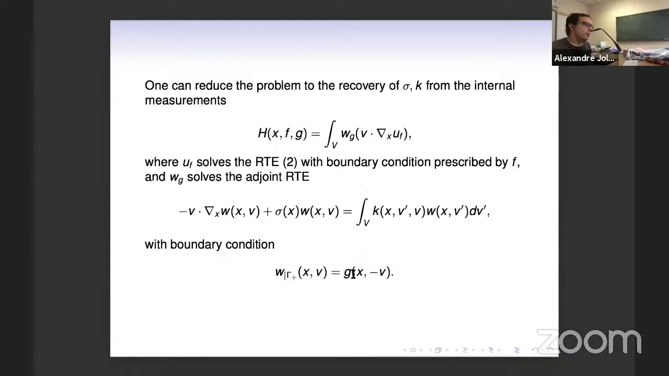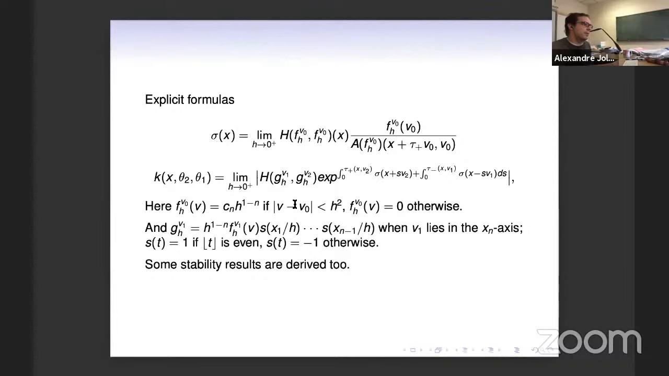And so playing with F and G, we are able to recover sigma(x) and K(x) in any dimension, and we have explicit formulas for specific sources, which are more than isotropic because the sources do not depend on the space variable. So it was another example of hybrid imaging.